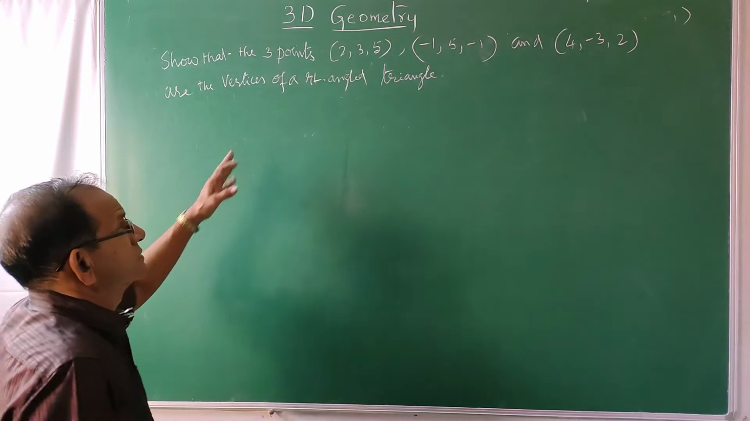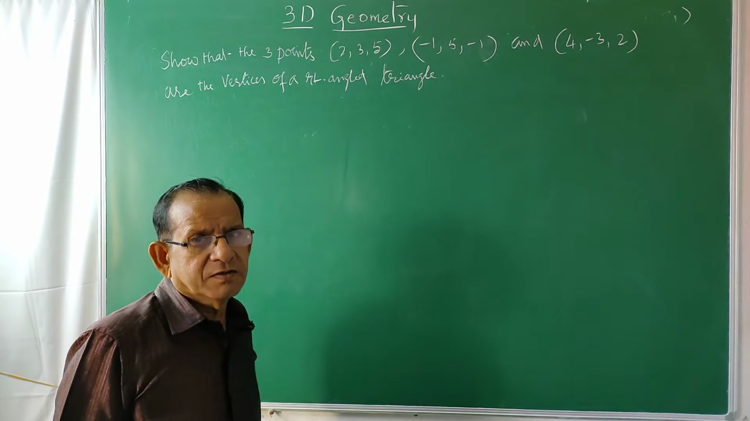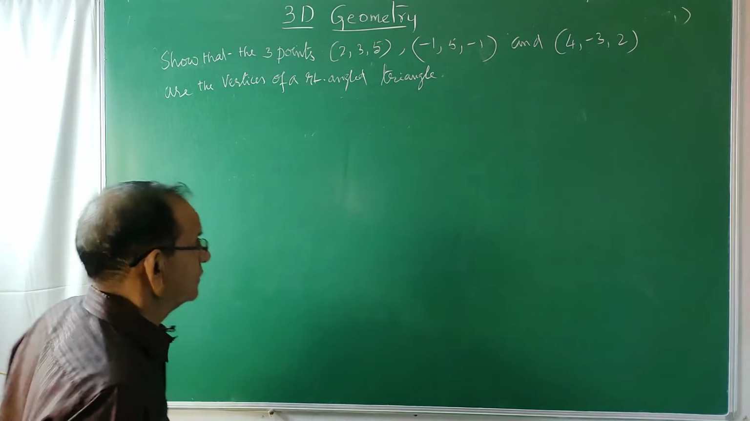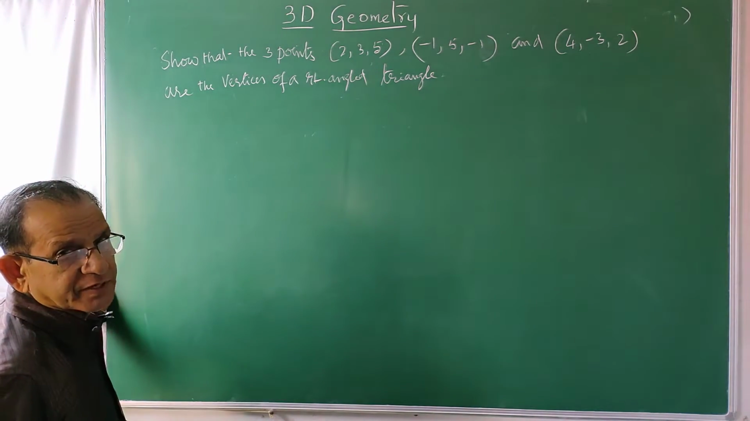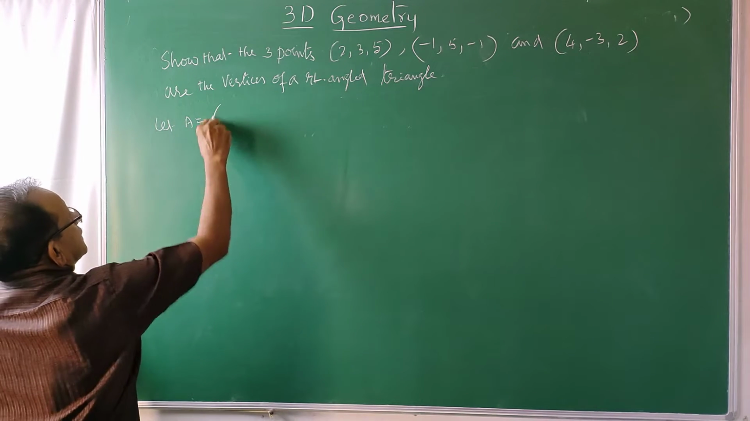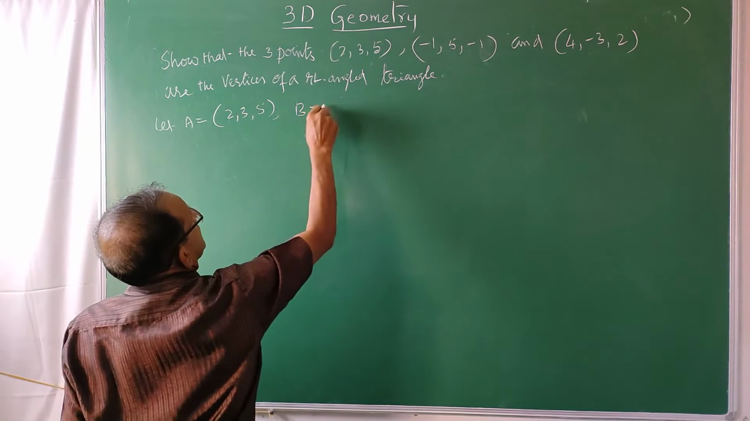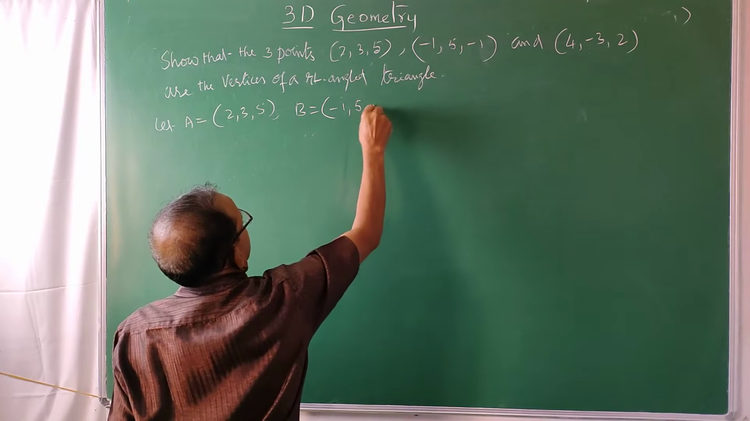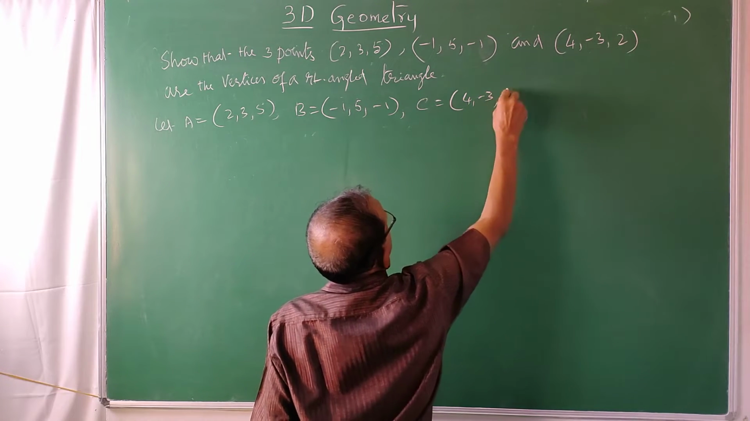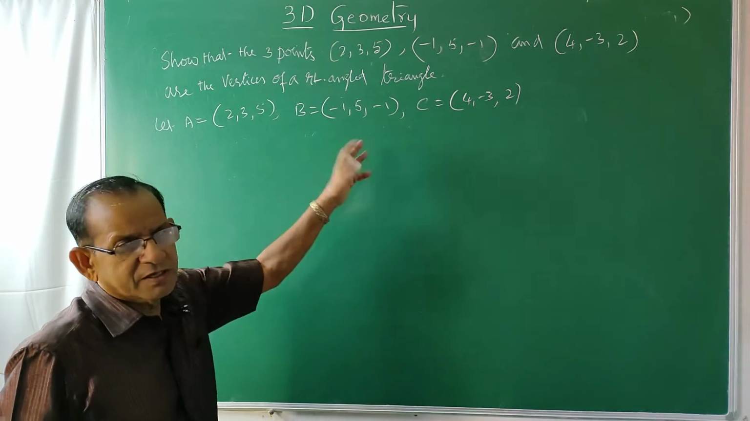Now here in this question, 3 points are given and they are the vertices of a triangle. We have to show that it is a right angle triangle. Let us take the 3 points as A, B, C. Let A is equal to 2, 3, 5. B is equal to -1, 5, -1, and C is equal to 4, -3, 2. Now let us find out distance between A and B, B and C, and C and A.